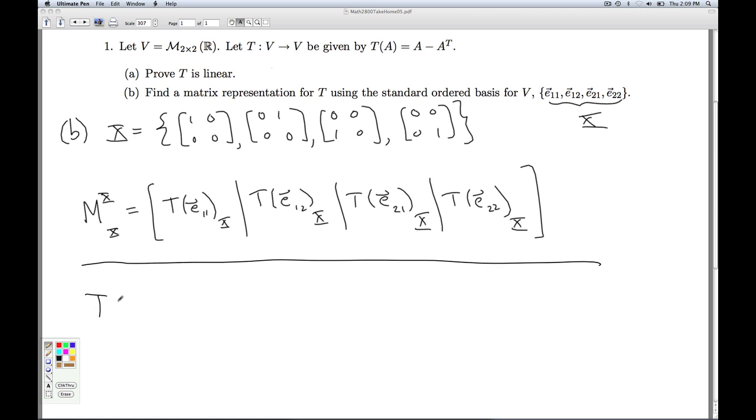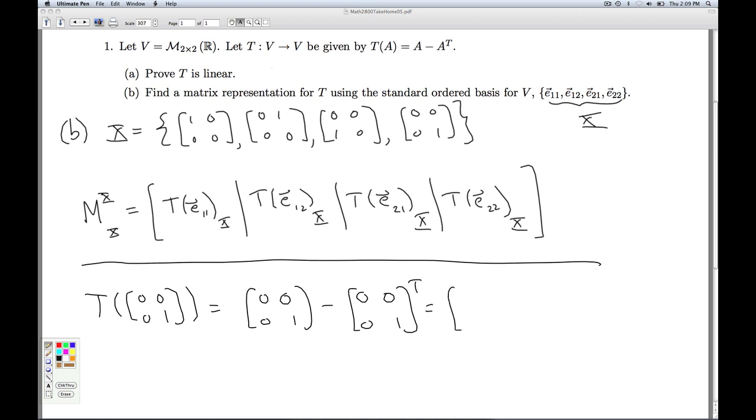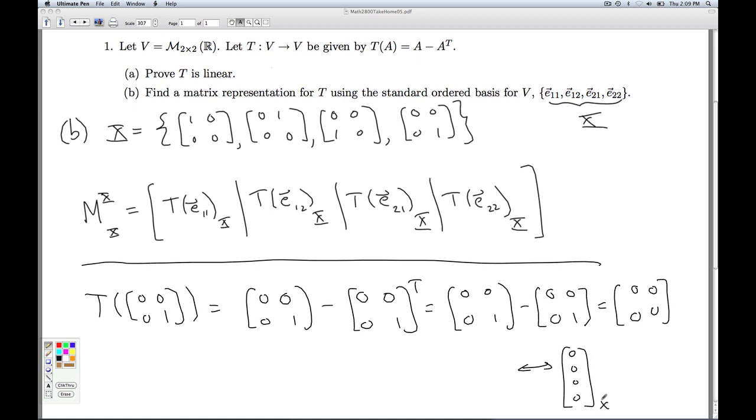All right, last one we have to check. We take T of the last one. By definition, we take the matrix minus its transpose. But just like the first basis vector, this one is symmetric, so I get all zeros. So just as before, the coordinate representation with respect to this basis is a column of zeros, and that's our fourth column.